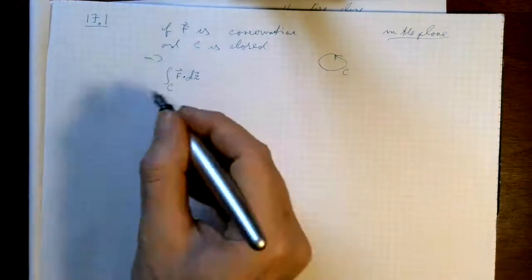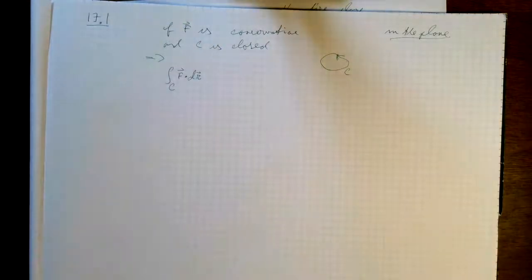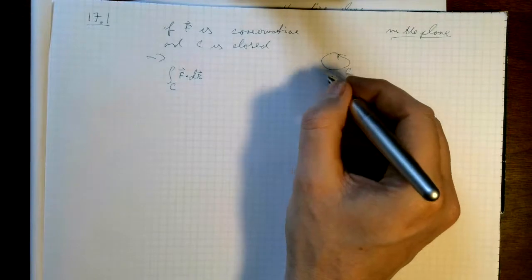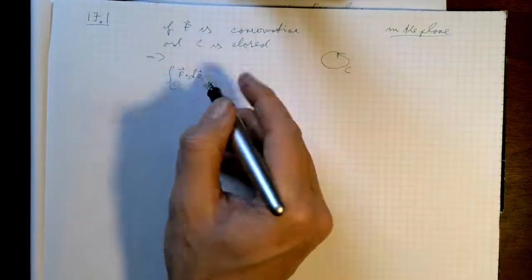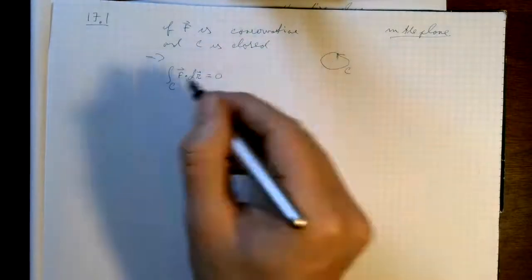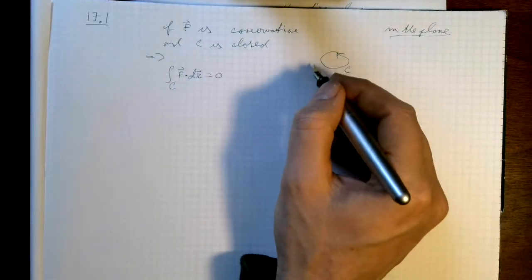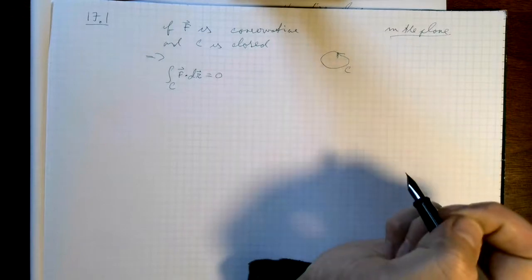Now, what is this? If I think of f as the flow field of some substance, how is something flowing? It's flowing with velocity f. Then what this integral is, which I think is 0 because it's conservative, I think I said that but didn't write it, what this integral is computing is how much is circulating around this loop.